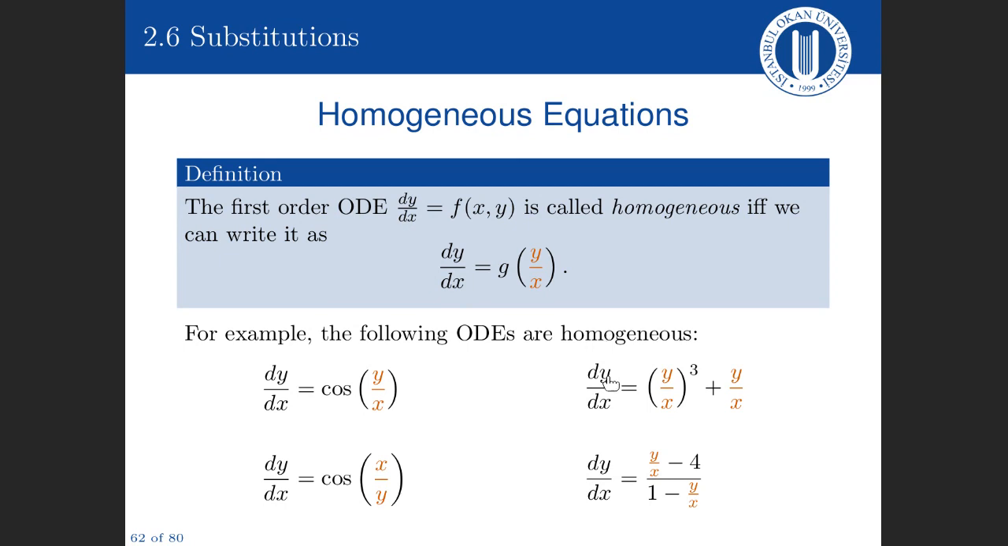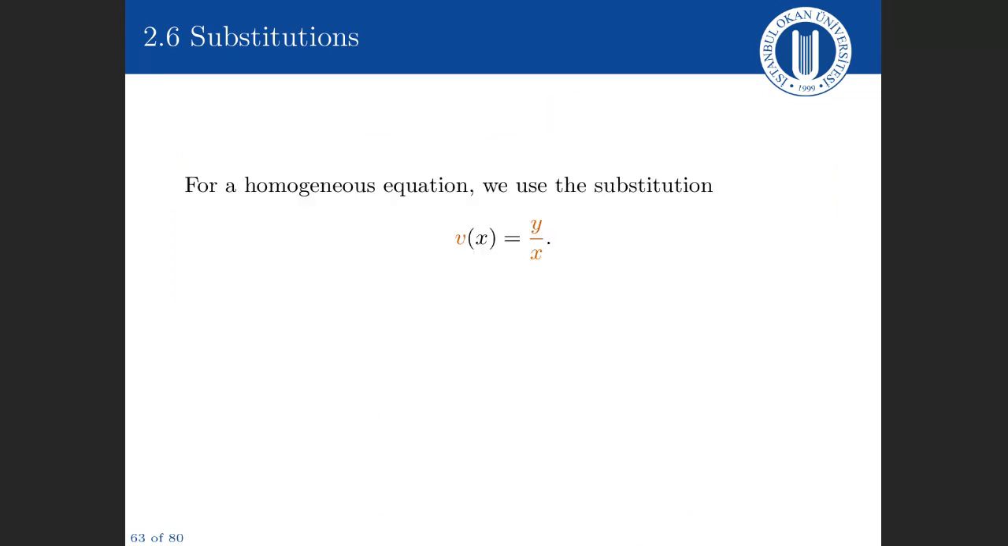Or dy/dx is (y/x) cubed plus y/x. Or dy/dx is (y/x minus 4) divided by (1 minus y/x). Anytime we have a differential equation where the right-hand side is always a function of y divided by x, or could be rearranged like that, then we have a homogeneous equation.